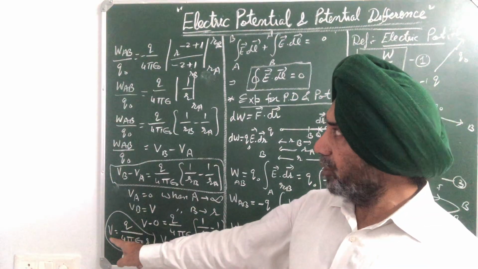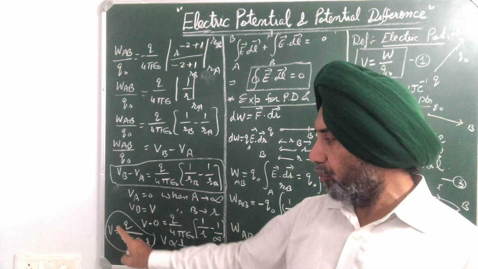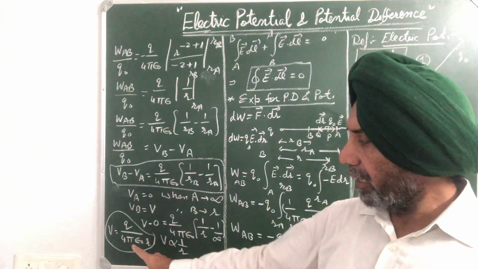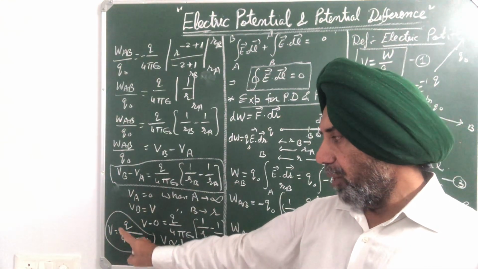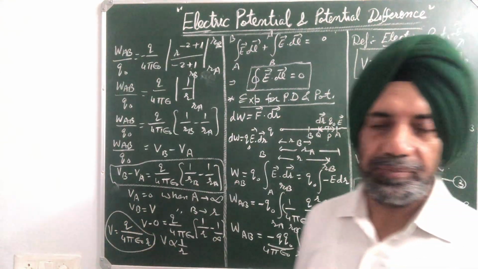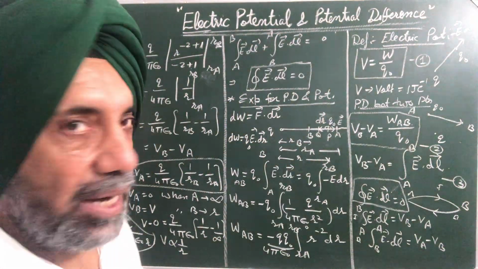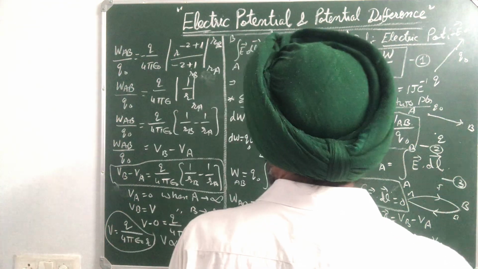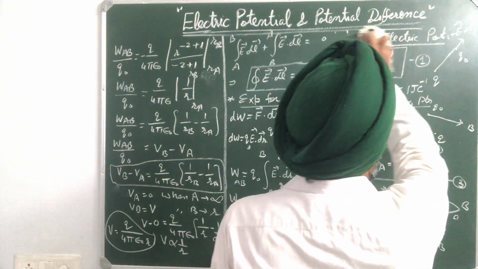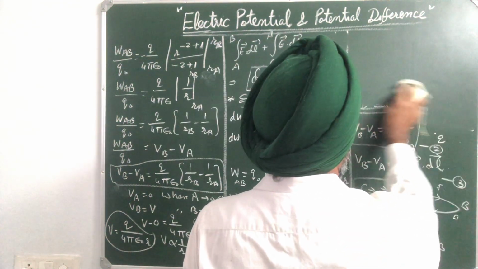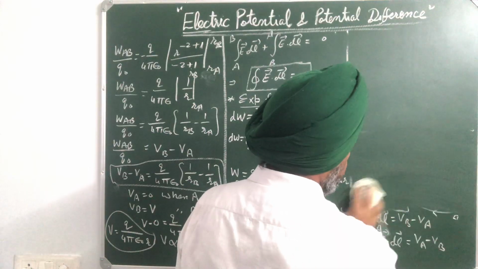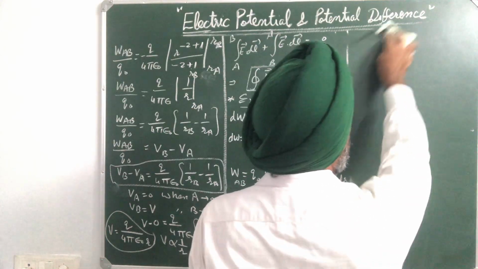Just as electric field due to a single point charge is given by 1 upon 4 pi epsilon naught Q upon R square, electric potential is 1 upon 4 pi epsilon naught Q upon R only. So this gives the expression for electric potential and electric potential difference between 2 points.